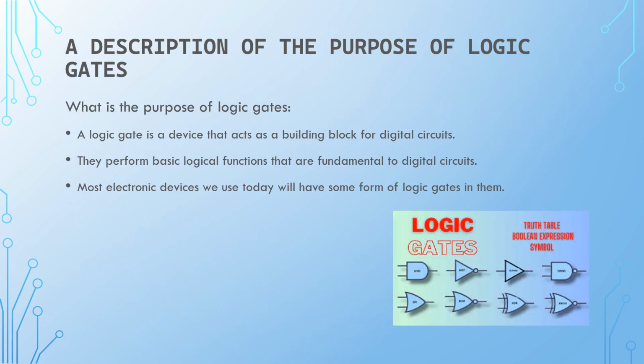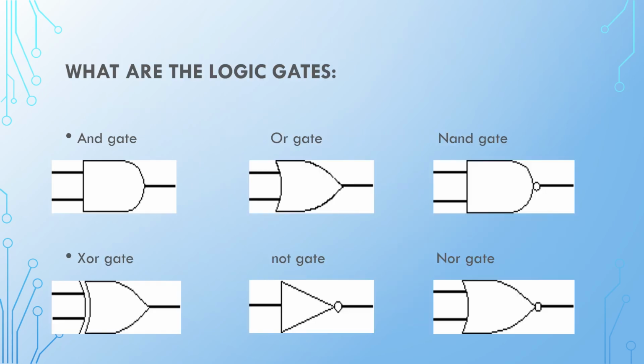A description of the purpose of logic gates. What is the purpose of logic gates? A logic gate is a device that acts as the building block for digital circuits. They perform basic logical functions that are fundamental to digital circuits. Most electronic devices we use today will have some form of logic gates in them. These are pictures of logic gates: AND gate, OR gate, NAND gate, XOR gate, NOT gate, NOR gate.